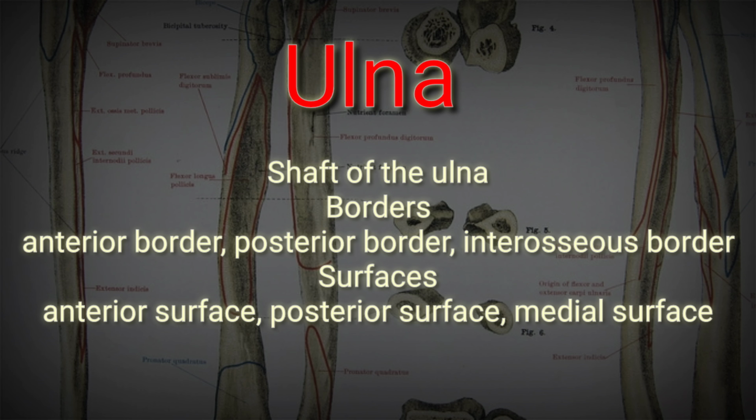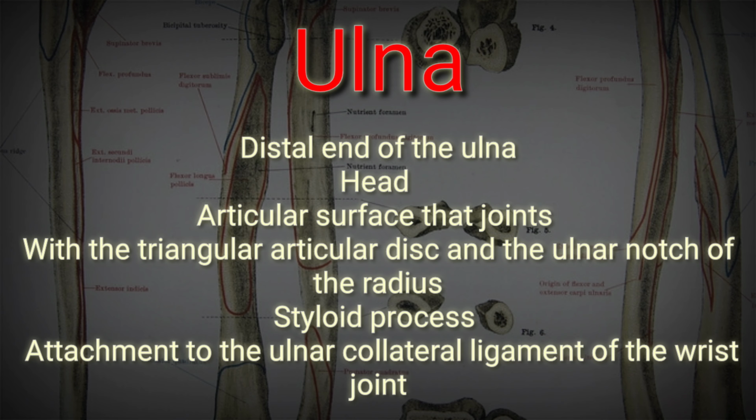Shaft of the ulna, borders: anterior border, posterior border and interosseous border. Surfaces: anterior surface, posterior surface and medial surface. Distal end of the ulna: head, which is the articular surface that joins with the triangular articular disc and the ulnar notch of the radius. Styloid process, attachment to the ulnar collateral ligament of the wrist joint.